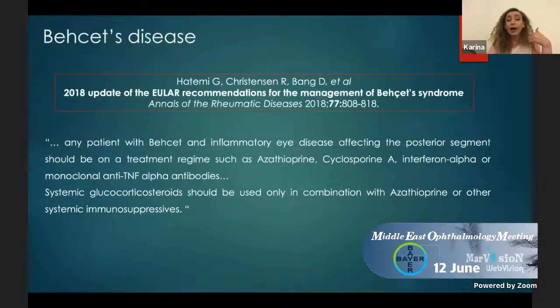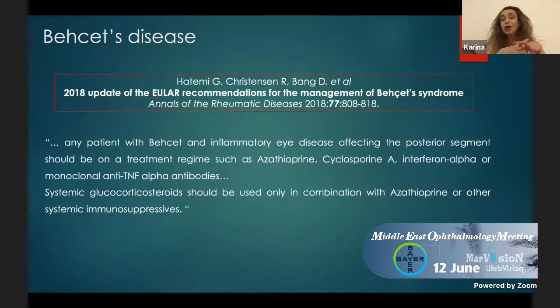So now the most probable diagnosis was Behçet disease, and this is the 2018 update of the EULAR recommendations for the management of the disease, and it clearly says that any patient with Behçet and inflammatory eye disease affecting the posterior segment of the eye should be on a treatment regimen such as azathioprine, cyclosporin A, interferon alpha, or monoclonal anti-TNF alpha antibodies. None of these drugs were given to the patient.